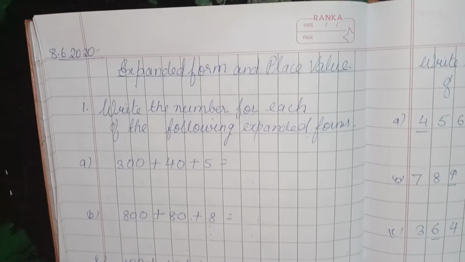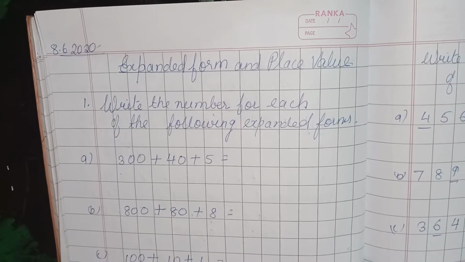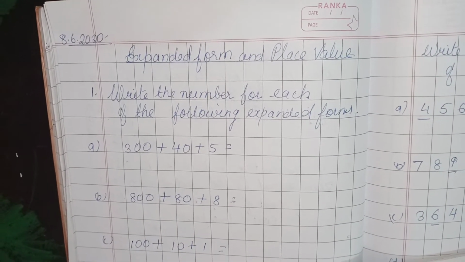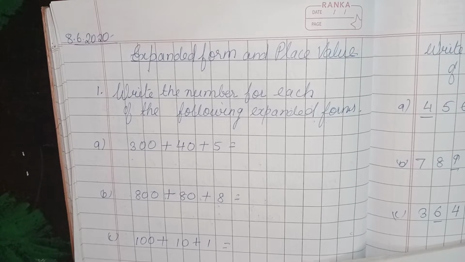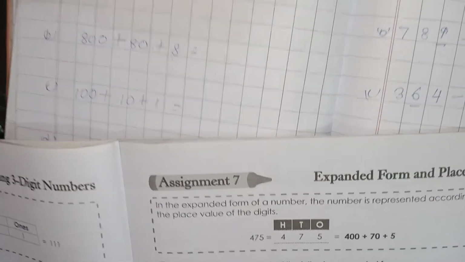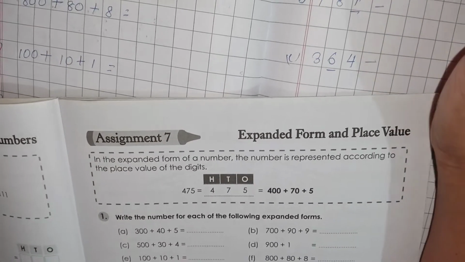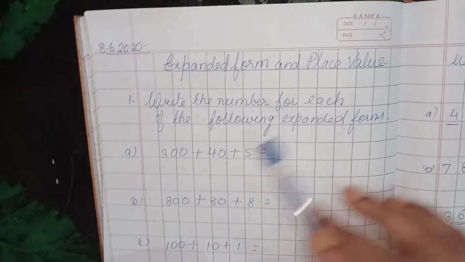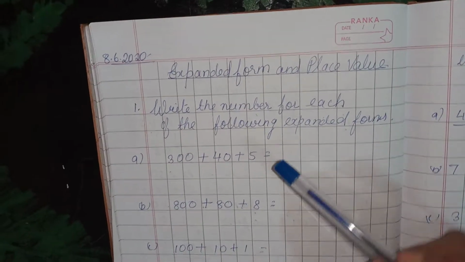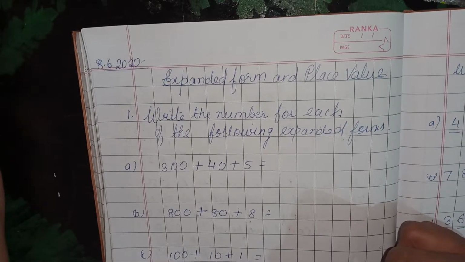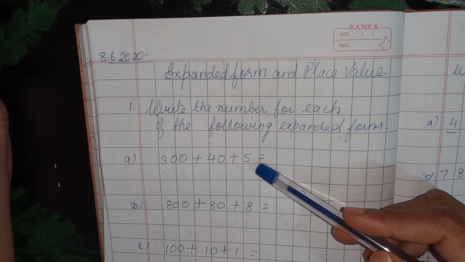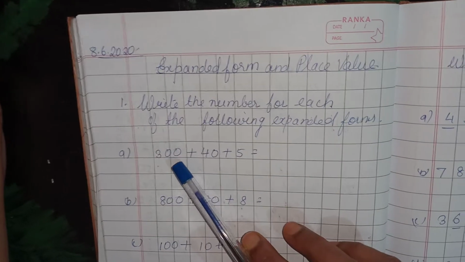Now today we are going to do expanded form and place value. Okay, what do you mean by expanded form? In the expanded form of a number, the number is represented according to the place value of the digit. Okay, now here write the number for each of the following expanded forms. I have given you some numbers and you have to write the numbers according to it.